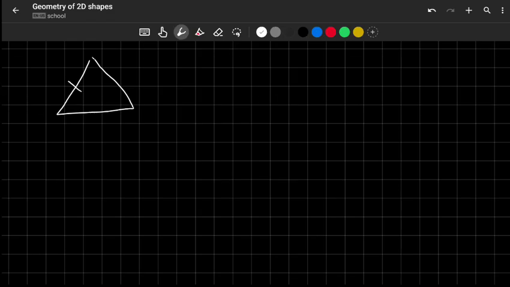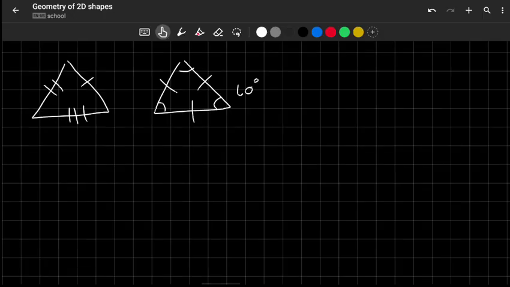So we have a scalene triangle whereby all sides are different and the angles are different for all of them. We have an equilateral triangle whereby each side is equal and each angle is equal. So the angles are all 60 degrees in an equilateral triangle. And finally we have an isosceles triangle whereby two sides are equal and the two angles opposite the sides are equal. This one, please remember it, because this one comes up most of the time.